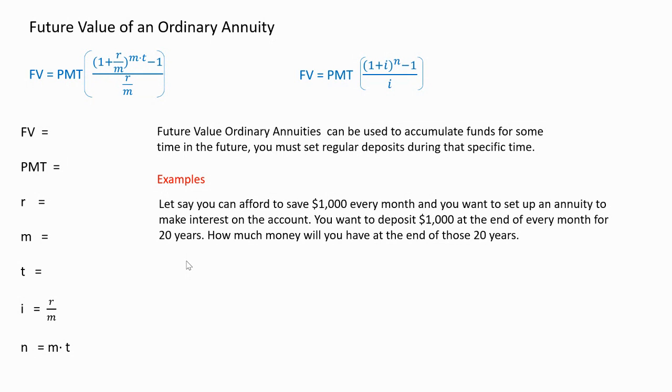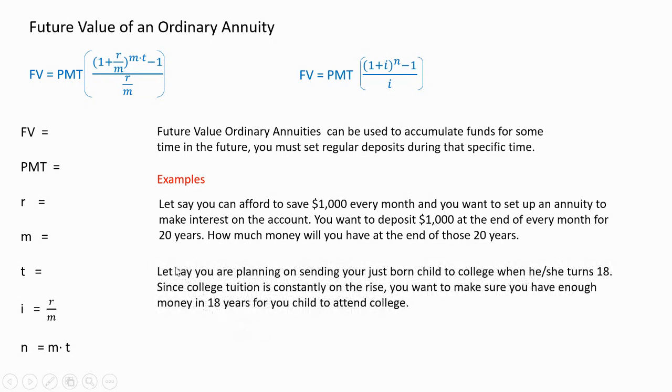For example, let's say you can afford to save $1,000 every month, and you want to set up an annuity to make interest on the account. So you want to deposit $1,000 at the end of every month for 20 years. How much money will you have at the end of those 20 years? Isn't that kind of interesting, guys? If you can afford to save $1,000 from your paycheck every month, maybe you can use it in 20 years, say your kid's going to go to college and stuff like that. So you want that money in the future, and that $1,000 is something extra that doesn't hurt you to put away. So I'm going to do an example like this one right now.